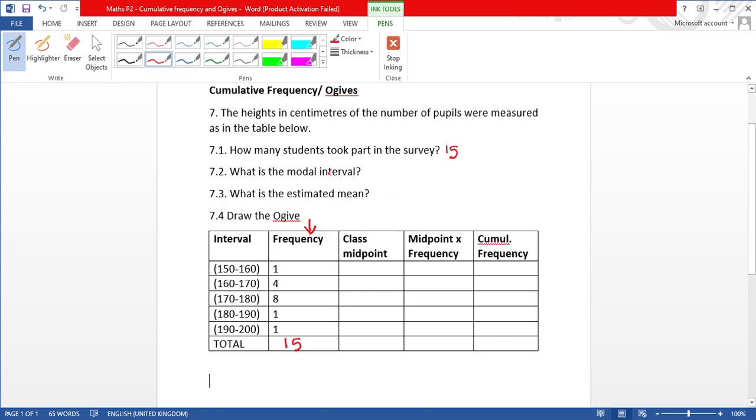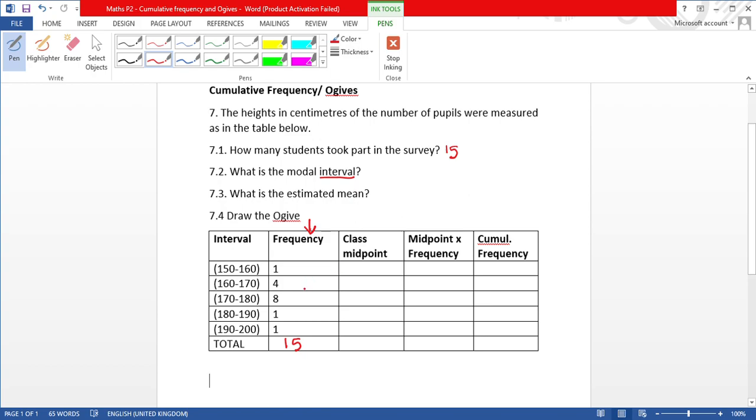Okay, 7.2 says what is the modal interval? Just take note, it says the modal interval. It does not say what is the mode, which is related. So the modal interval, that means you must give the answer in an interval rather than in just a value. Then it will be a mode. Okay, now let's calculate the modal interval.